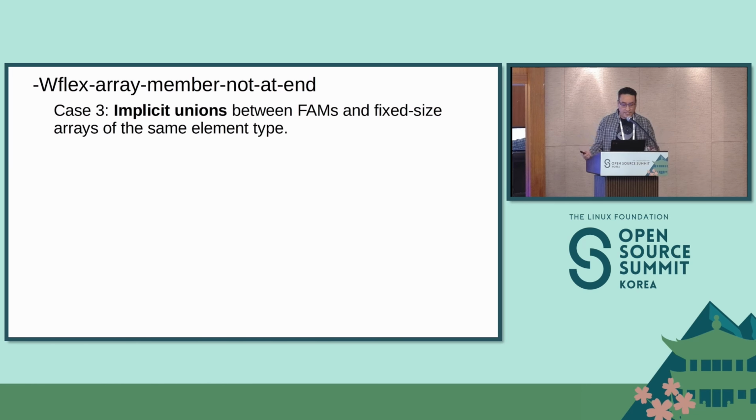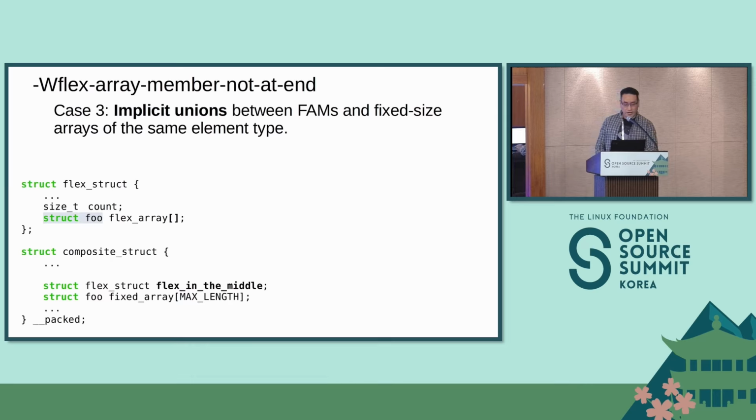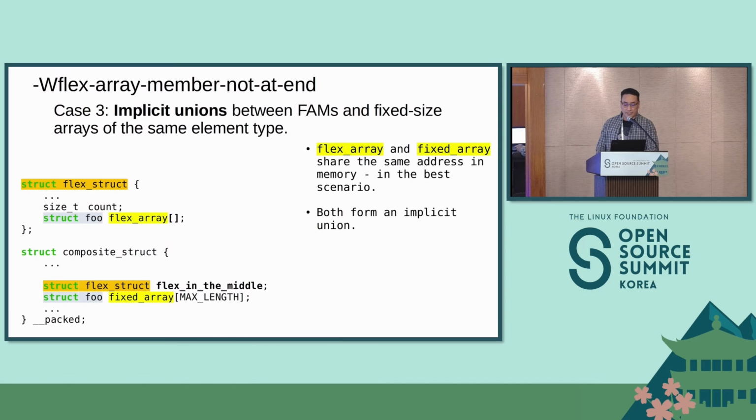Okay, now case number 3 is probably the most complicated one, so let's get into this. What I noticed is that people wanted to have an implicit union between a flexible array member in the middle. Here we have an instance of a flexible structure, and the member right after it is a fixed size array. If you notice, the fixed size array is of the same element type as the flexible array member. That is intentional. People really wanted to write data or pre-allocate space for the flexible array at compile time. In the best scenario, these two arrays start at the same memory address, and that is the intention.